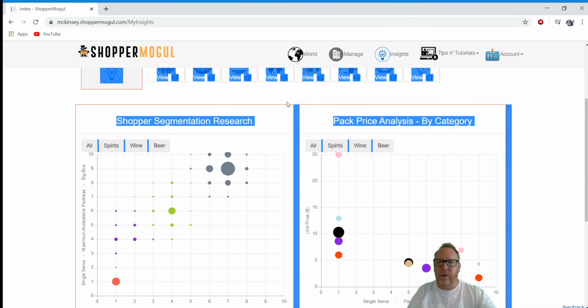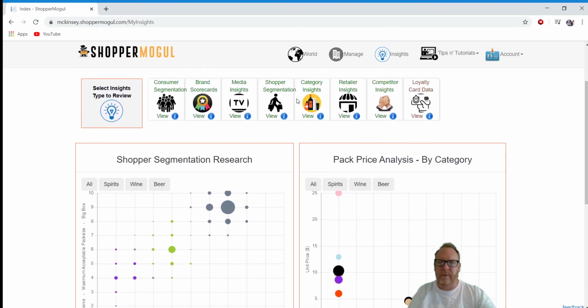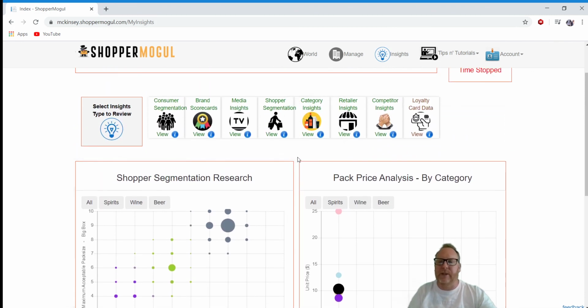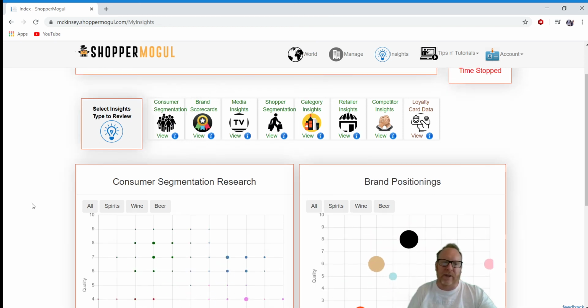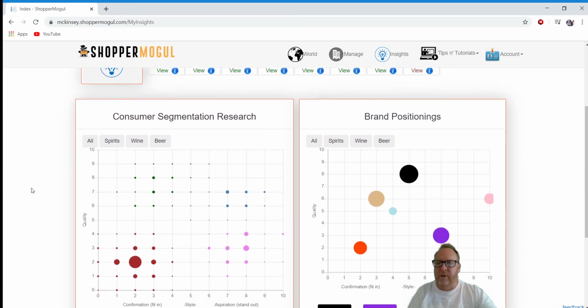So as I say, the shopper insight's very important. But as I say, you need to keep your eyes on all of these. I mean, there's insights on the consumer segmentation that's critical for you in terms of understanding whether your brand is at a competitive space or not.